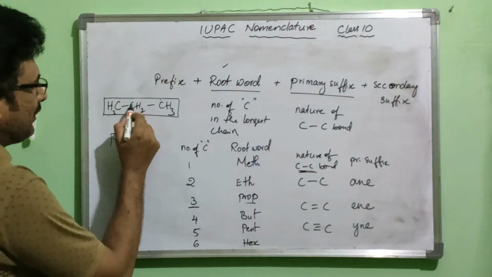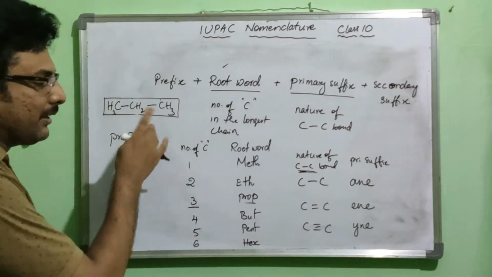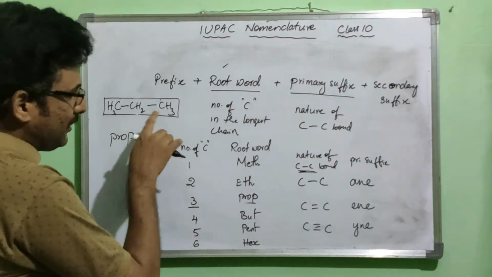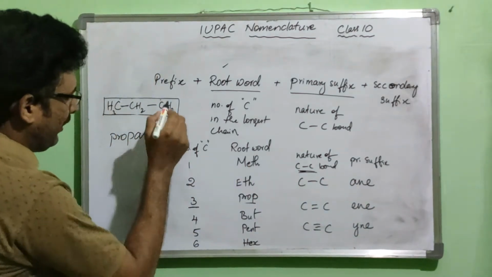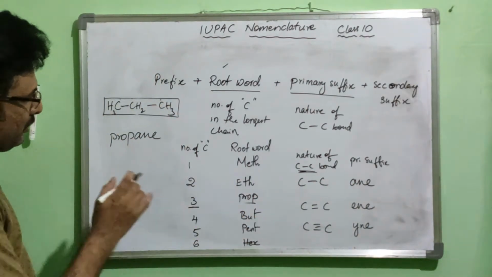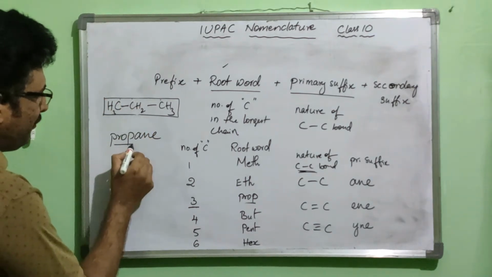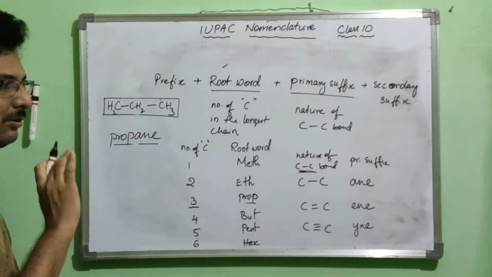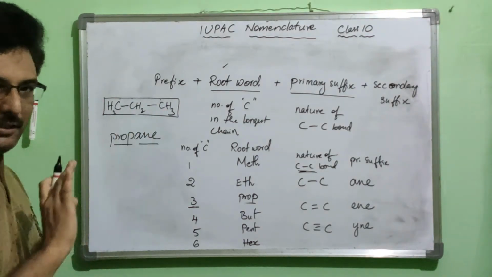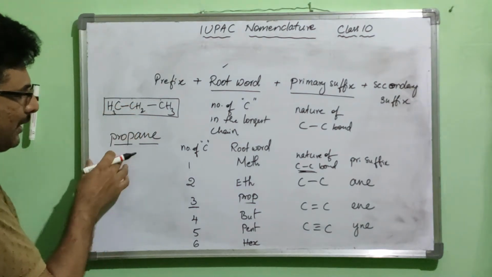Here is a single bond, here also a single bond. So all are single bonds between the carbon atoms. Since it is a single bond, you will write ane. So this is the name of this compound: propane. Prop is for 3 carbon atoms and ane represents the nature of the bond between the carbon atoms. This is a hydrocarbon, so the name of this hydrocarbon is propane.